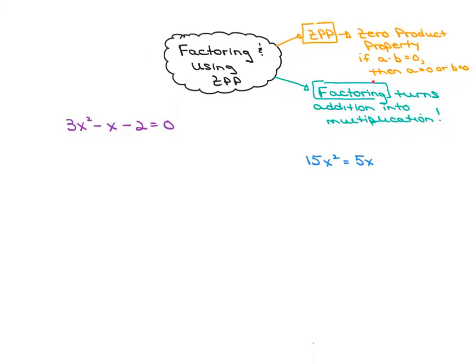All right, secondly, the big idea about factoring is that factoring turns addition into multiplication, into a product. And once we have that product, then we can use the zero product property. All right, we're going to work through just two examples.